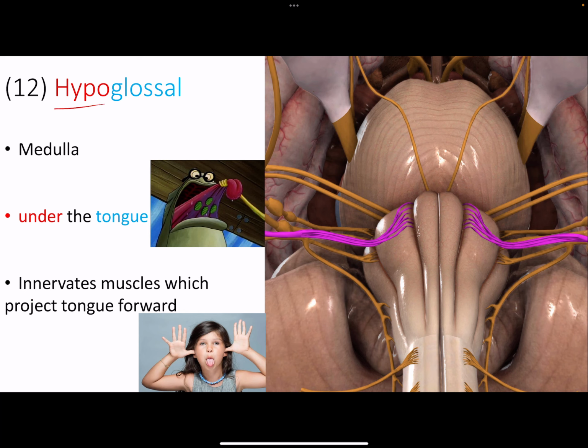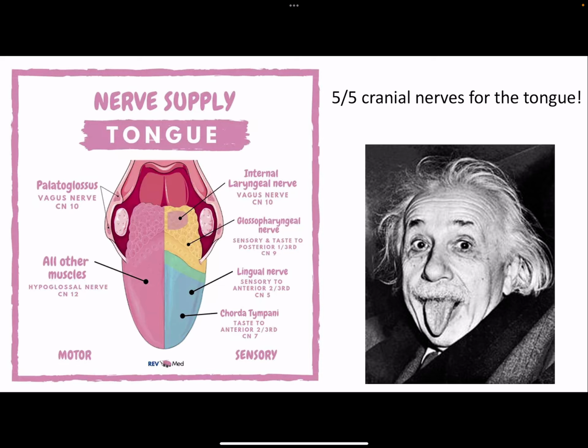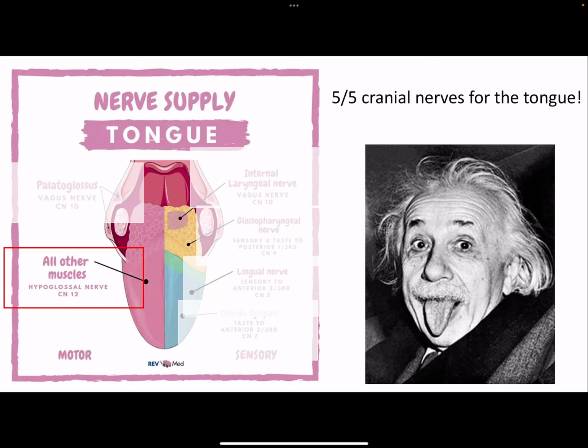Hypoglossal, underglossal tongue. So it's under the tongue is what this is innervating, but it's largely actually for projecting the tongue forward. So it's going to be most of the motor output for the tongue. So yeah, motor output, a lot of the muscles here. And so we kind of ignored a little bit the vagus nerve in the tongue. I don't think that's so important. So it's the hypoglossal that is going to be pushing your tongue out. Very important.